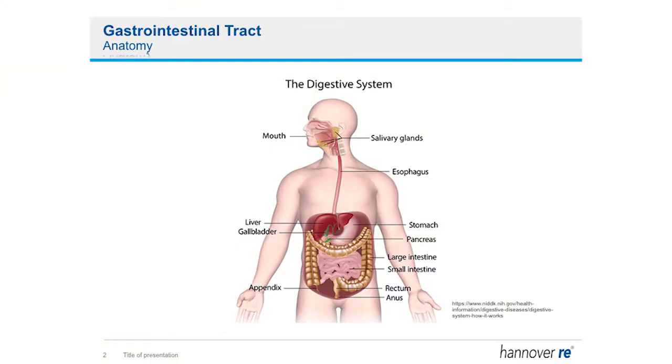Today we're going to be talking about autoimmune disorders, and in particular, inflammatory bowel disease of the gastrointestinal tract. The gastrointestinal tract comprises everything from the mouth all the way down to the anus, and includes certain other solid organs such as the liver, the gallbladder, and the pancreas.